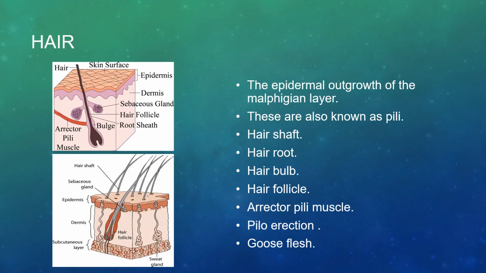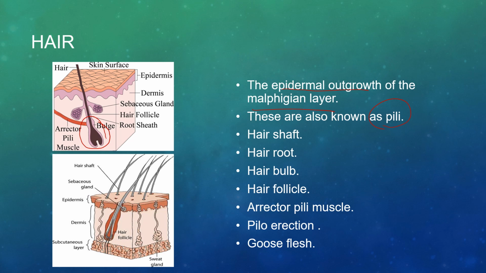Now the first derivative of the skin is hair. So what is hair? Hairs are the epidermal outgrowths of the malpighian layer, and they are also called pili. We all know that a hair is a flexible strand, and it is produced by the hair follicles. Let us see the diagram here. Where does the hair follicle lie? This root is the hair follicle from which the hair is growing.